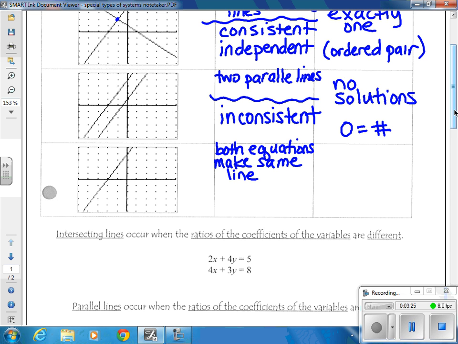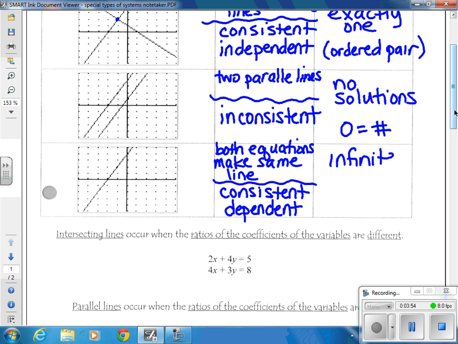And the vocabulary that goes along with this, right, is because it touches everywhere, it is definitely a consistent system. Okay? And then instead of independent, this is going to be a dependent system. And that's because the one line that is there depends on the other line to overlap it. That's an easy way for you to remember it. Okay, in terms of number of solutions, since it overlaps and touches everywhere, that means it has infinite solutions. There's no limit to how many solutions you can get off of it.